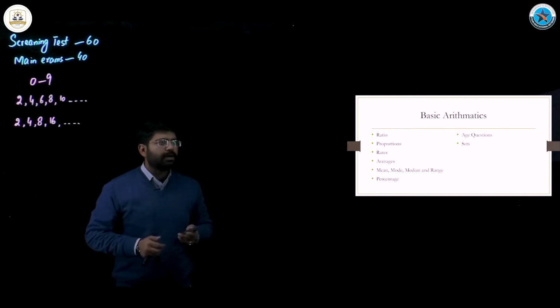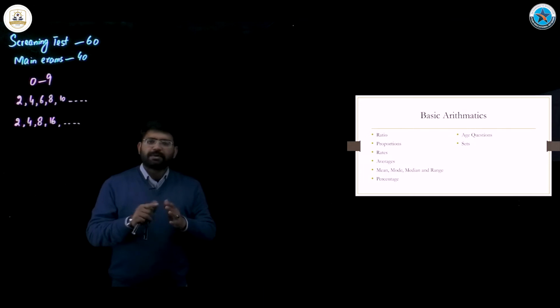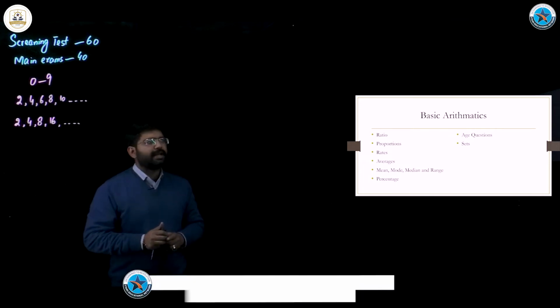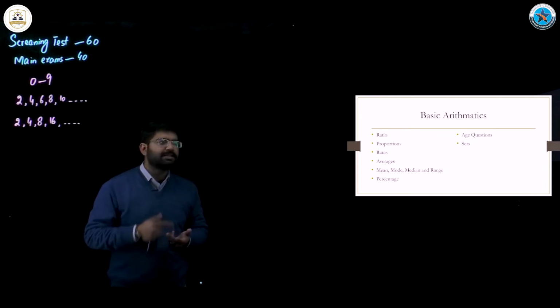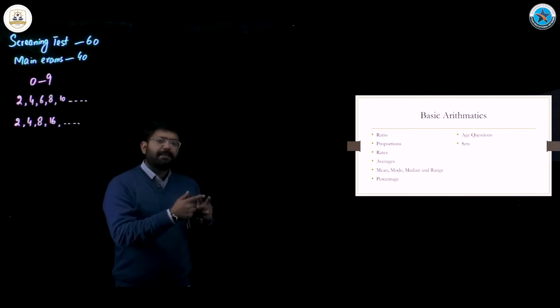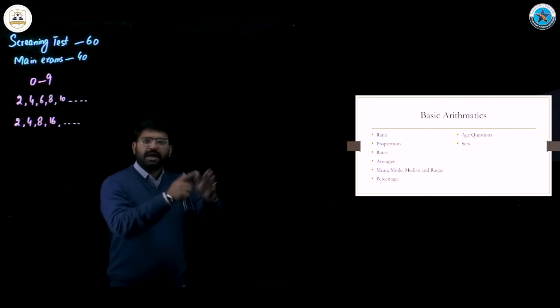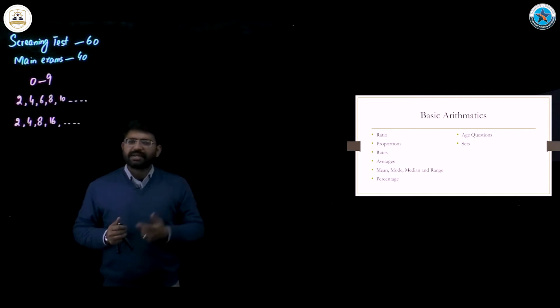So heading onward, this is the basic arithmetic part. This is one of the main parts in which we shall be studying ratio, proportion, rates, averages, percentages, mean, mode, median. Although these are part of statistics, I have mentioned them in arithmetic just so I can summarize all the things at one time. Then age questions and sets.